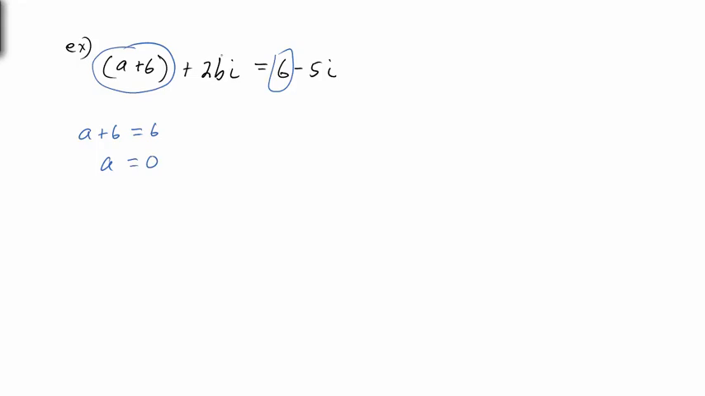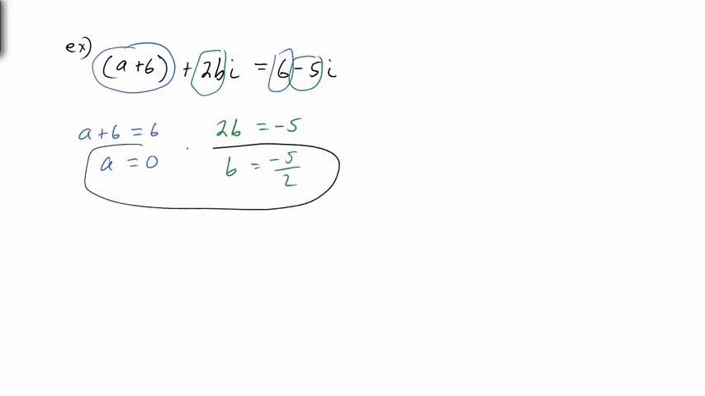And then the imaginary part, 2b, has to be equal to negative 5. So we would take 2b equals negative 5. So therefore, divide by 2, b is equal to negative 5 halves. So a would have to be equal to 0, and b is equal to negative 5 halves if these two quantities are going to be equal.